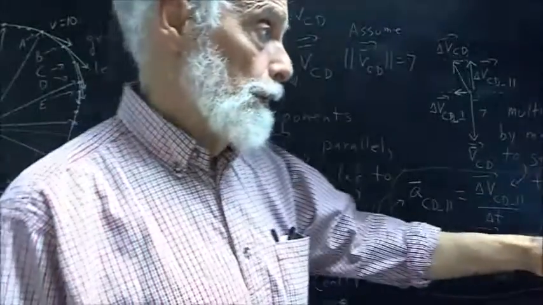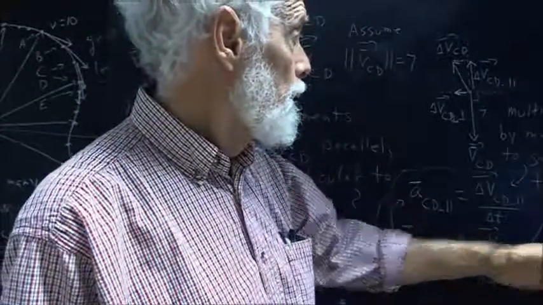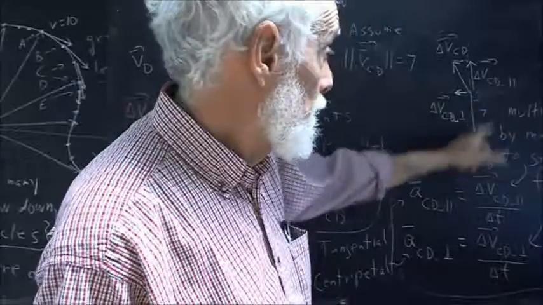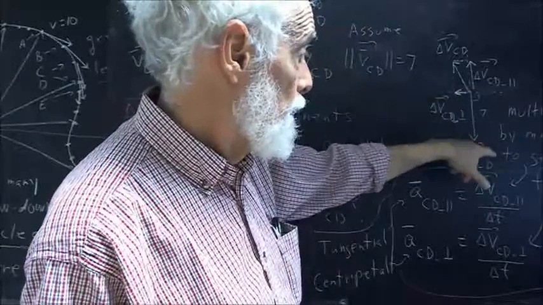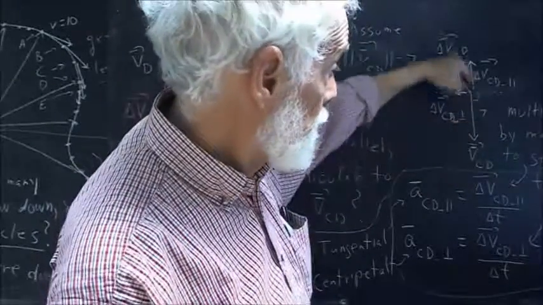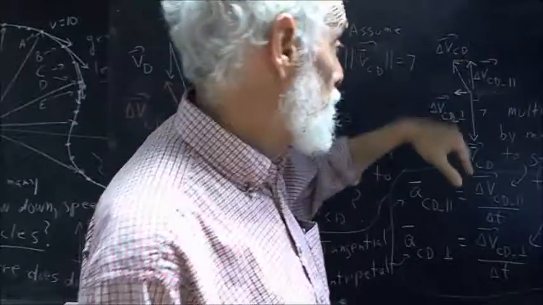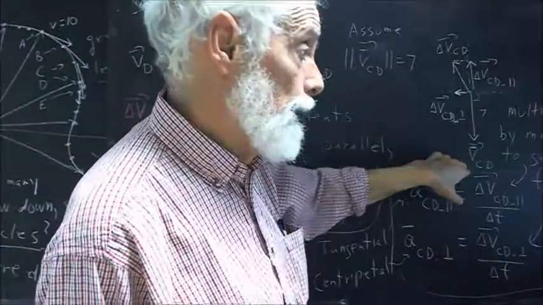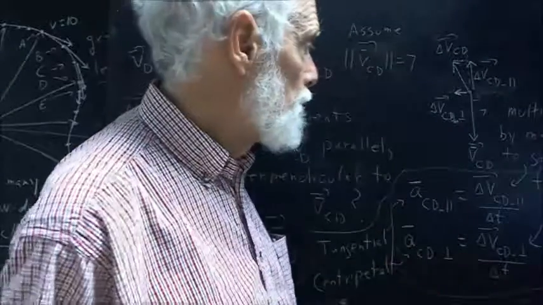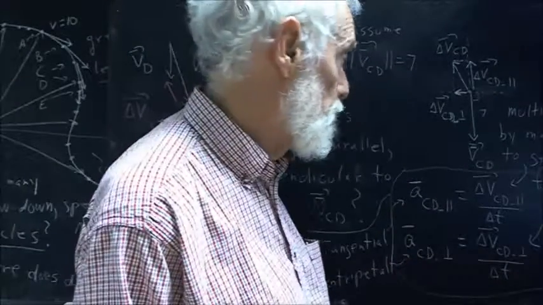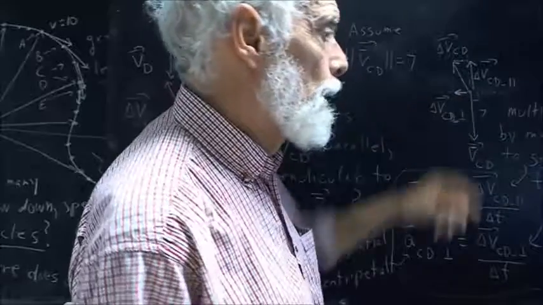I might be slowing down as I go around that curve. That would be this situation where the change in velocity is in the opposite direction. The parallel component of the change in velocity is in the direction opposite to the average velocity, or to whatever my velocity is. But there's also a perpendicular component.